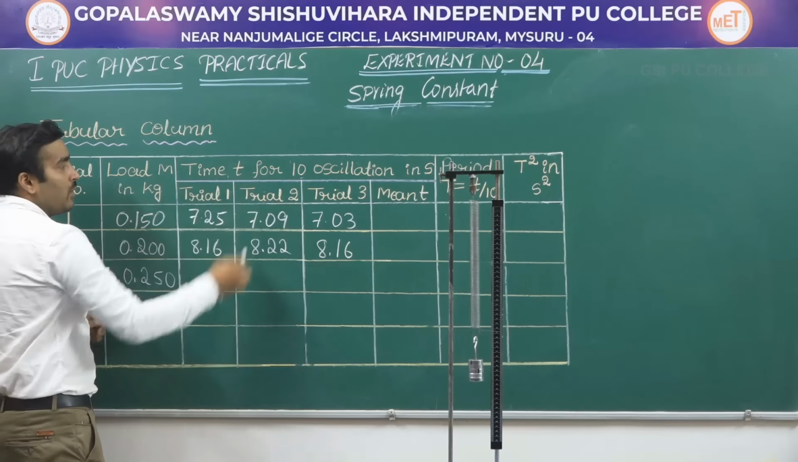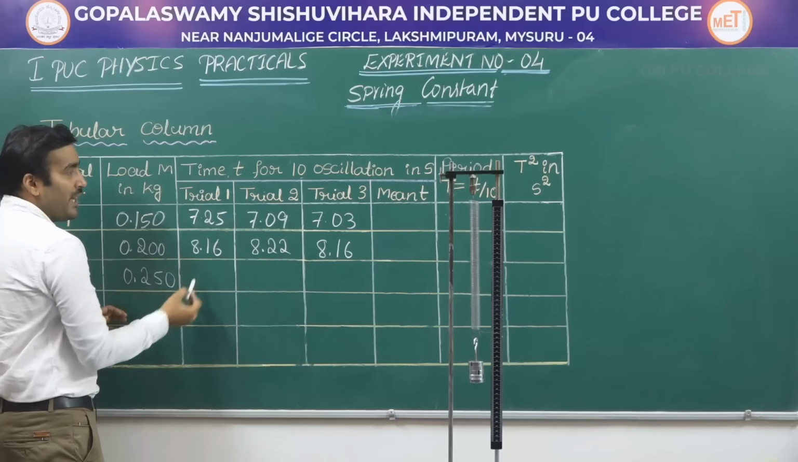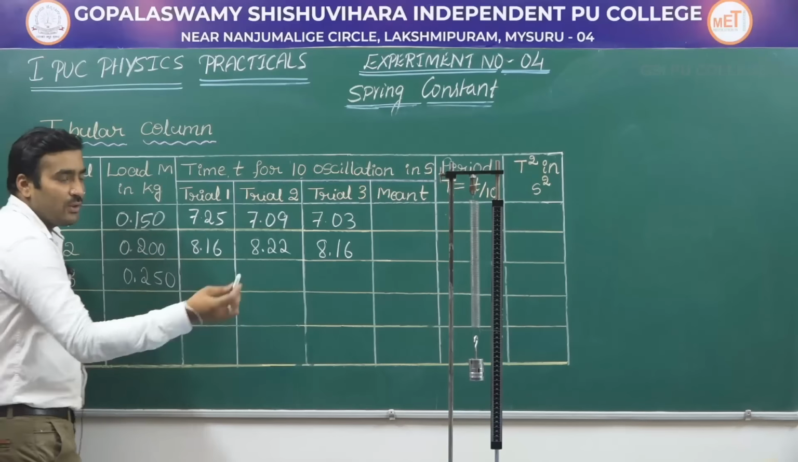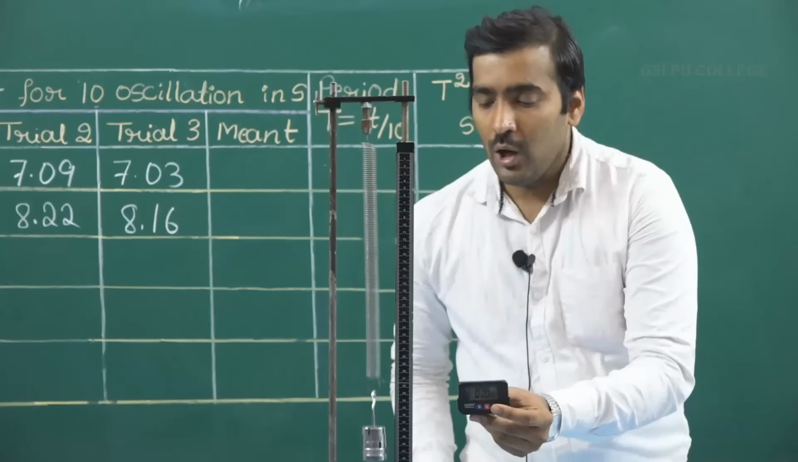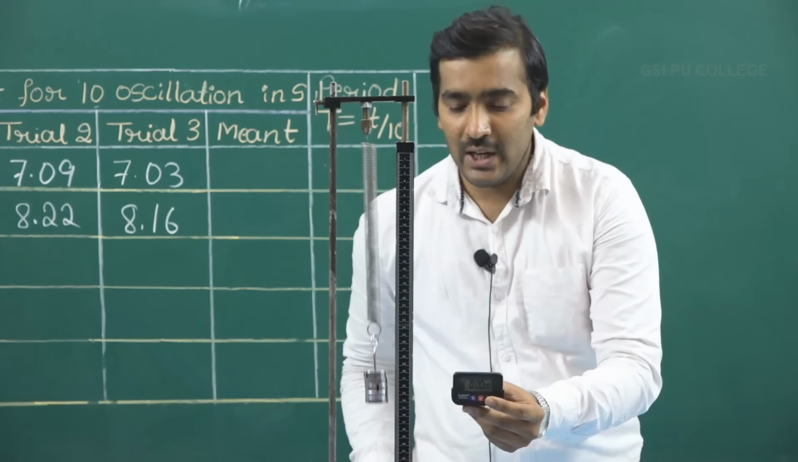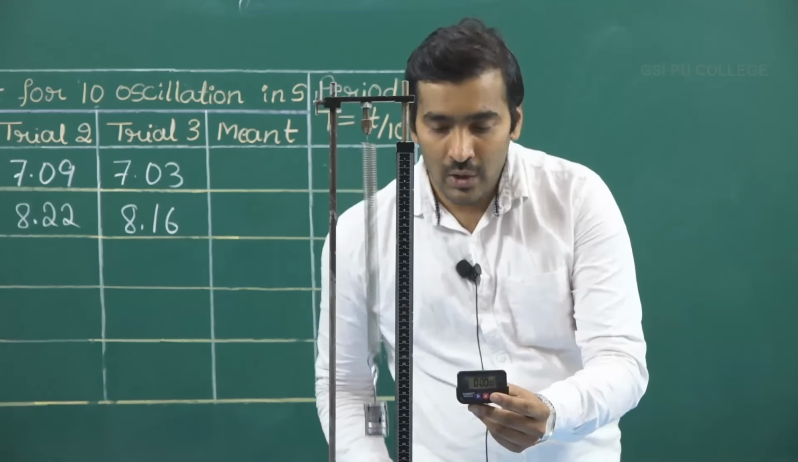Now we have to perform this one, time taken for 10 oscillations for the 3 trials for this load. Let us do this. Allow the spring to oscillate in vertical direction. Count time taken for 10 oscillations again.